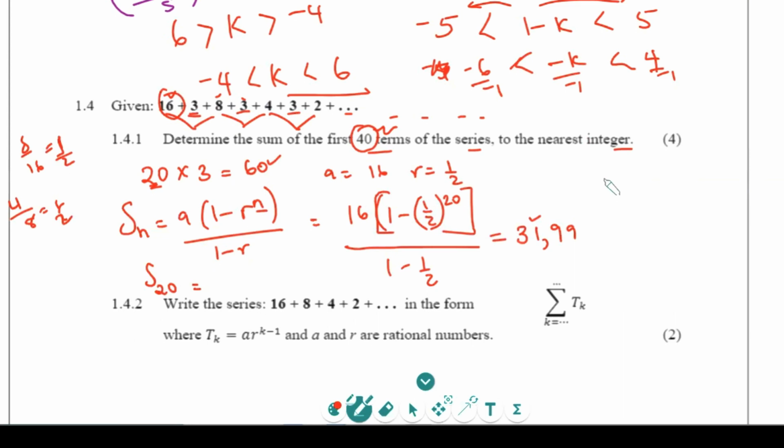Then I need to add both of them together, since both of them are forming the 40 terms. Okay, this is 60, and then that is going to give me 91.99. But since I was told to round it off to the nearest integer, this is going to be 92.